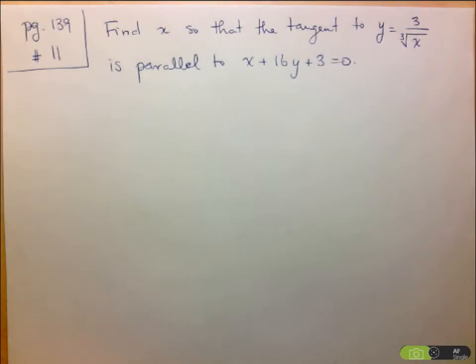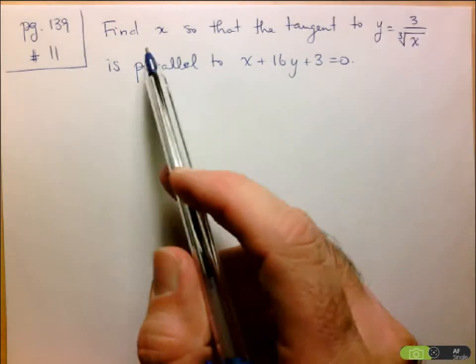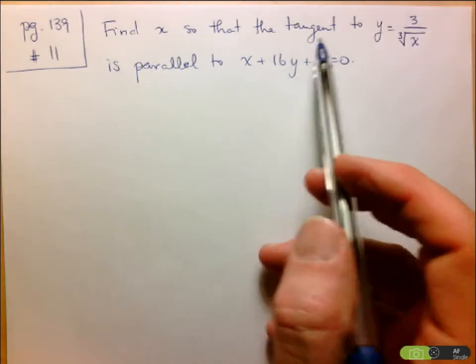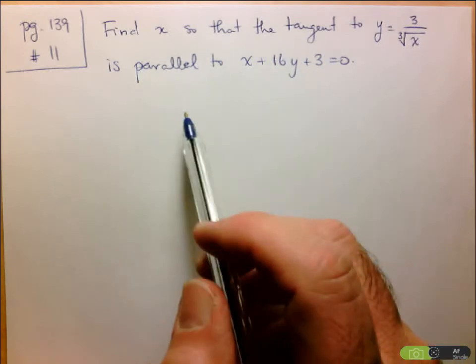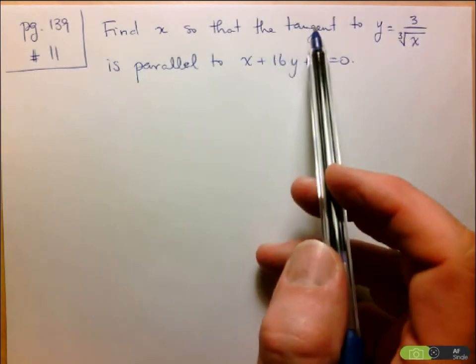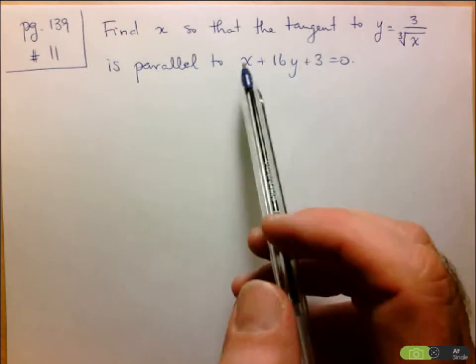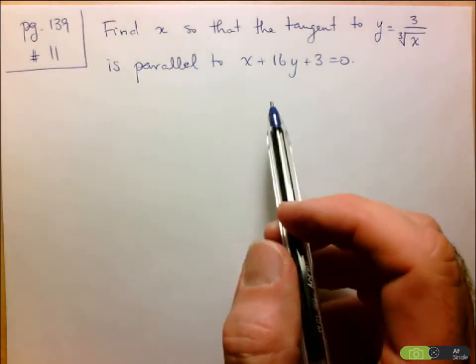Hi folks, we're going to take a look at number 11 from page 139. They ask us to find the x value so that the tangent to this particular curve is parallel to this given line. So remember that the tangent itself is a line, and in order for two lines to be parallel, they have to have the same slope.